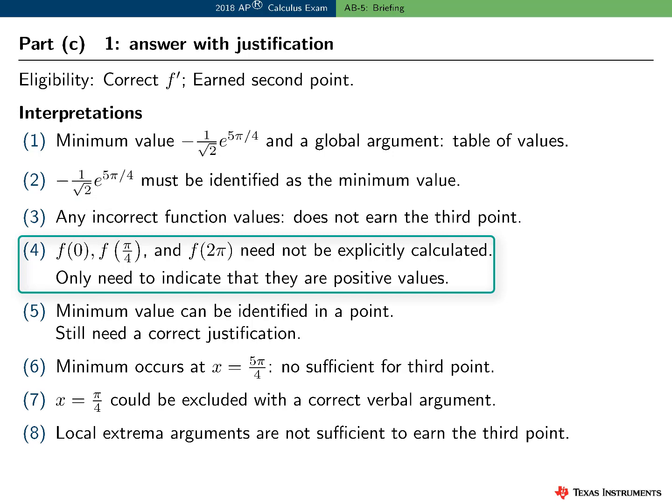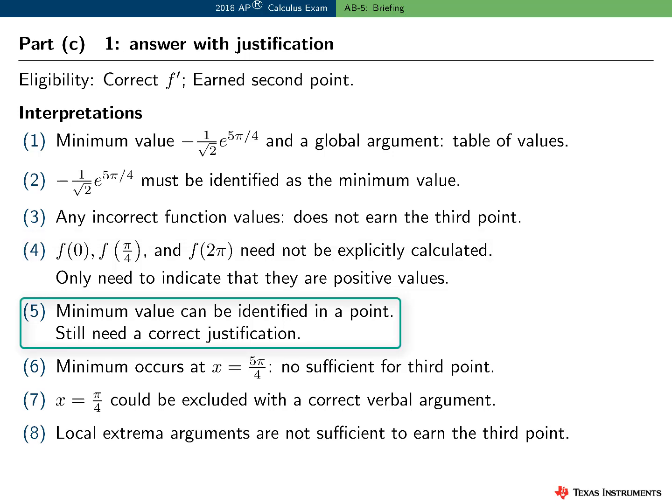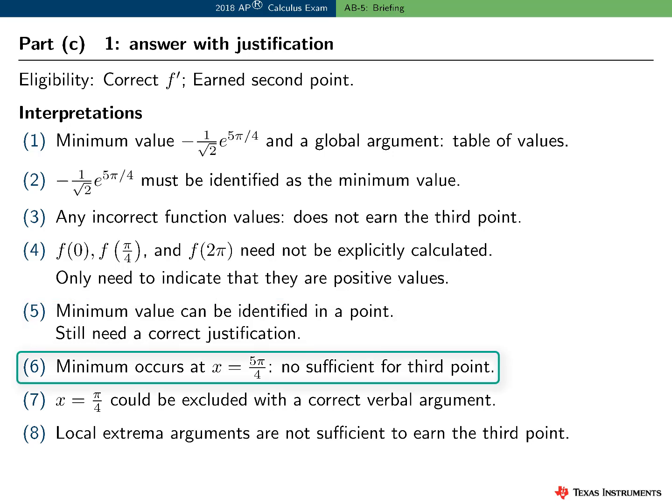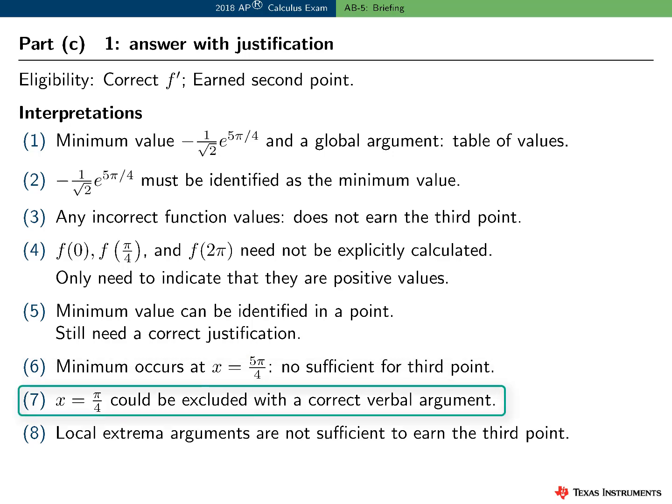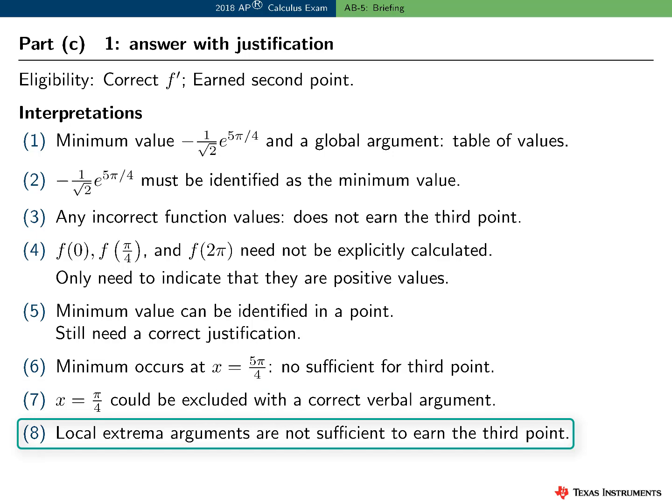The remaining three candidate values do not need to be explicitly evaluated, but the student must indicate that they are positive. The minimum can be identified as a point, but the student still needs a correct justification. Just reporting where the minimum occurs is not enough. The question asked for the absolute minimum value. Now, it's possible to exclude x equal pi over 4 as a candidate with a correct verbal argument. Some students were successful at this. And local arguments are not sufficient to earn this point.